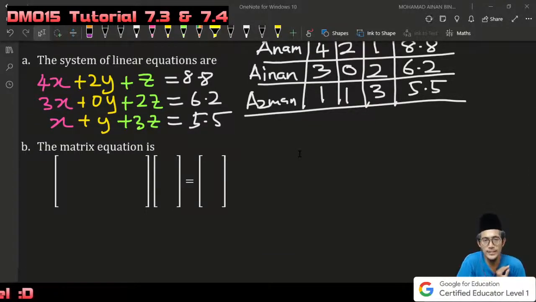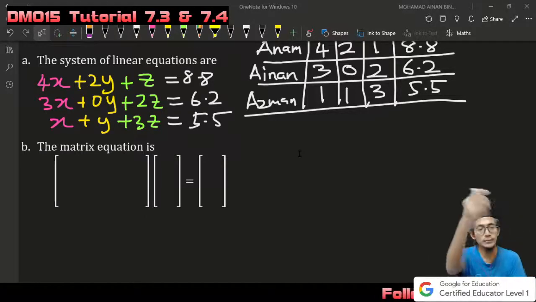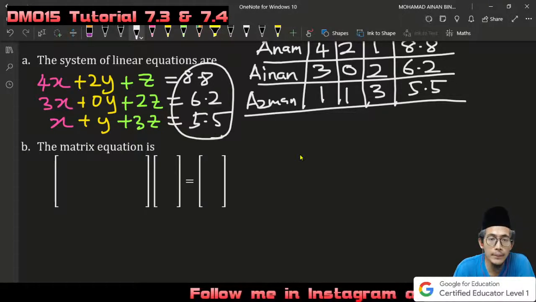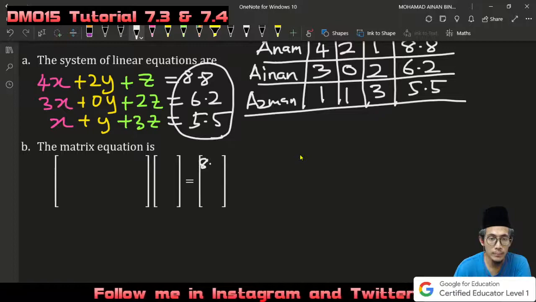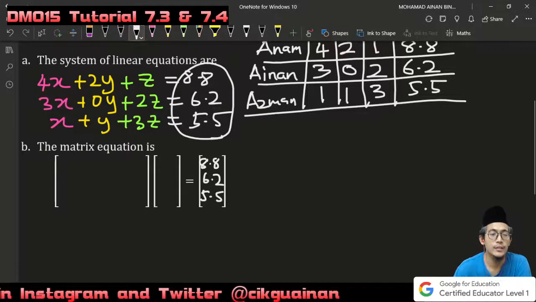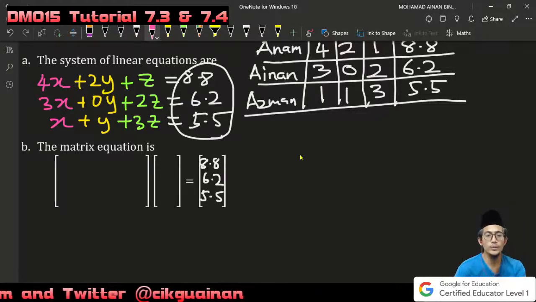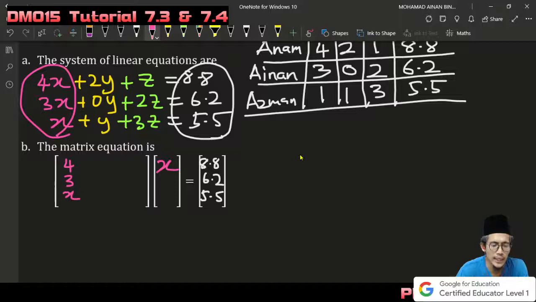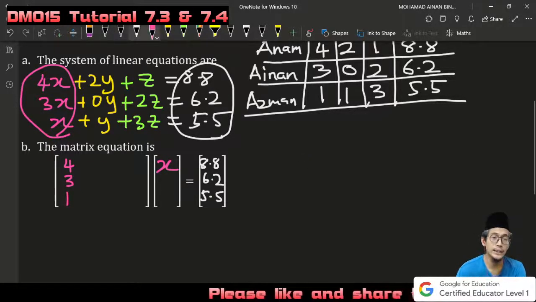Afterwards, what do we want to do? We have to change the system of linear equations into the form of a matrix equation. Having arranged it like that, it is actually easy. Just copy. Copy what? The numbers can be copied over here: 8.8, 6.2, 5.5. Afterwards, what do we copy? Copy the first column. Write the variable here, x. And then 4, 3, 1. X, 4 3 1. Don't be fooled.